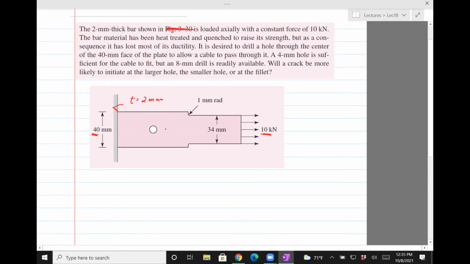Okay, so there are two options here. You can have a hole which is 4 mm, or you could have a hole which is 8 mm. And then both of those radii will have different stresses. So that would be the stress here, that's AA prime. The other place where things might have a high stress is when there's a change in geometry, which is here, right? So B.